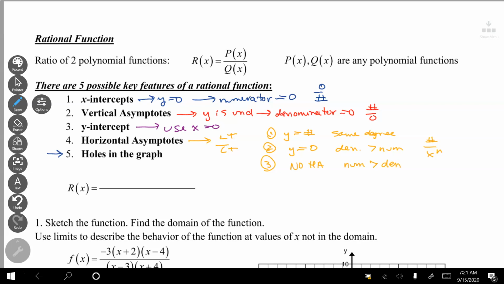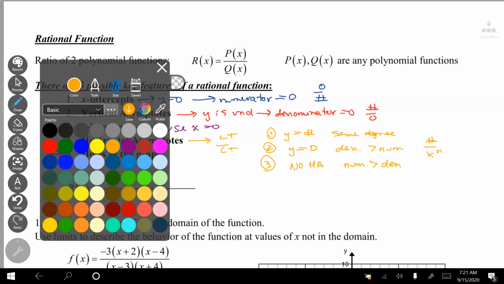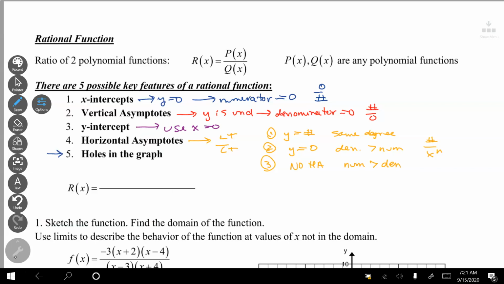Now finally, this key feature of a hole in the graph is when I have both numerator and denominator equal to 0. Okay, so we're getting the 0 over 0 business. Remember, we hate 0 over 0. It doesn't tell us anything. Okay, so everything has to be factored, and I'm getting the same factor in numerator and denominator.